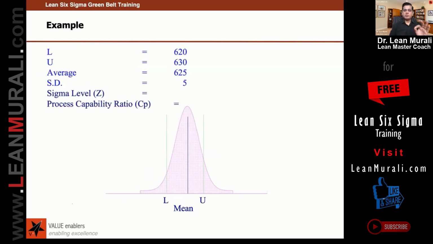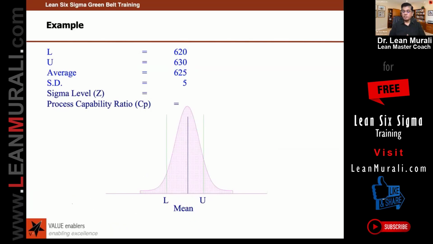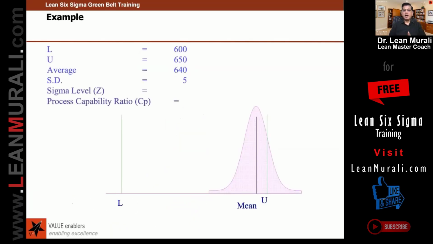I will also tell you, if the specification limits change but the average and standard deviation remain the same, what will happen to the graph and to the sigma level and process capability ratio. And similarly, if the specification limits remain the same but the average shifts, with the same standard deviation, what will happen to the sigma level and the process capability ratio? That is something I'll show you in the next session.